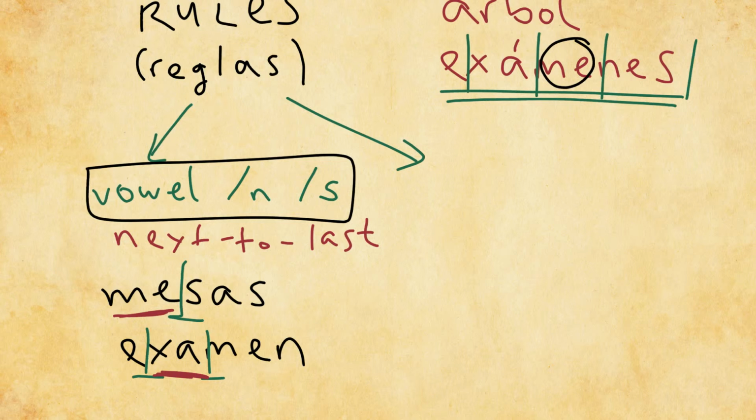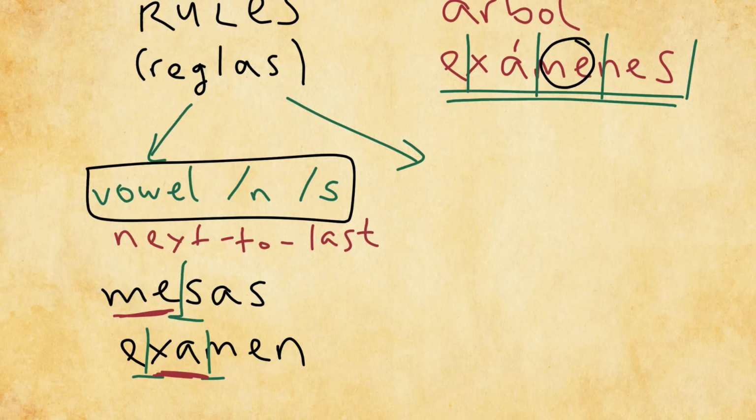Just once again, a quick recap. If you see a word that has no tilde, it means it follows a certain rule. Then you look at the final letter of the word, and if it is a vowel, N or S, you stress the next to last syllable. Mesas, examen. Now let's get to the second group of these words that follow rules.